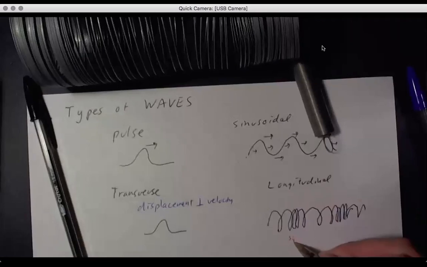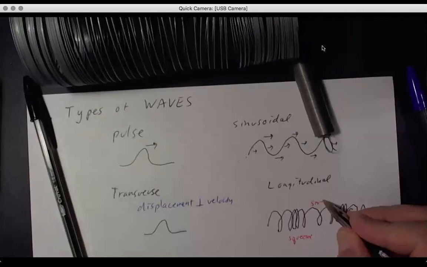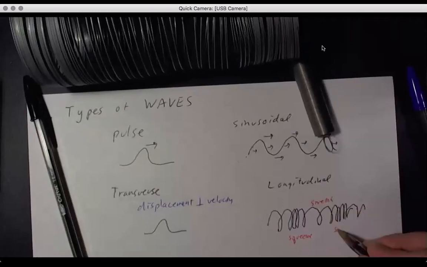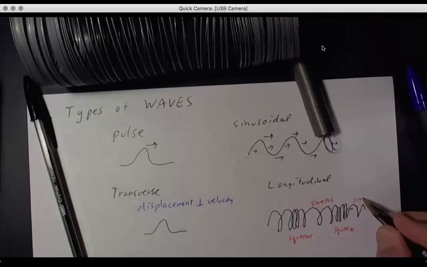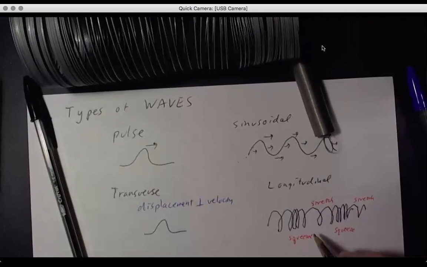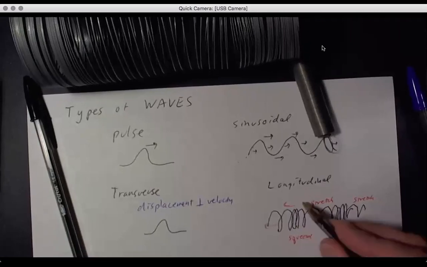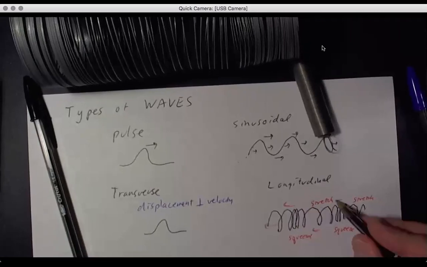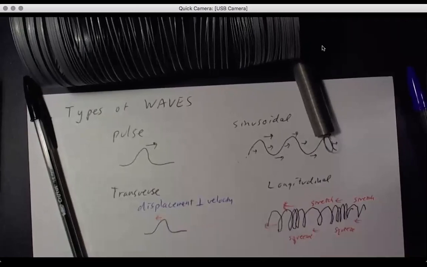So you have squeezed, stretch, squeeze, stretch. And of course the squeezed parts move along, the stretched parts move along, the squeezed parts move along, back and forth, and this is moving too, presumably.